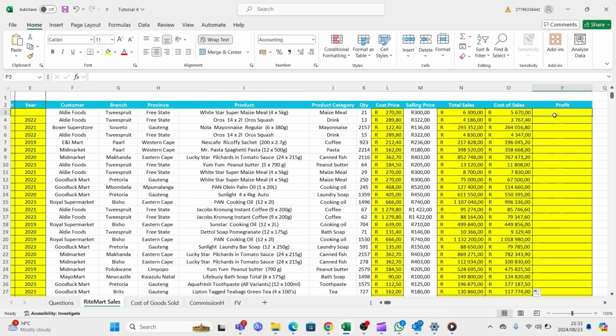This is the answer. So now we're coming to profit. So what is the definition of profit? Profit is the revenue left over after deducting the cost of sales from total revenue. Meaning profit is total sales minus cost of sales. Press equal sign total sales minus cost of sales, then press enter. This is the profit that you made. Now if you want to autofill it, go to the bottom right corner of this cell, double click it.